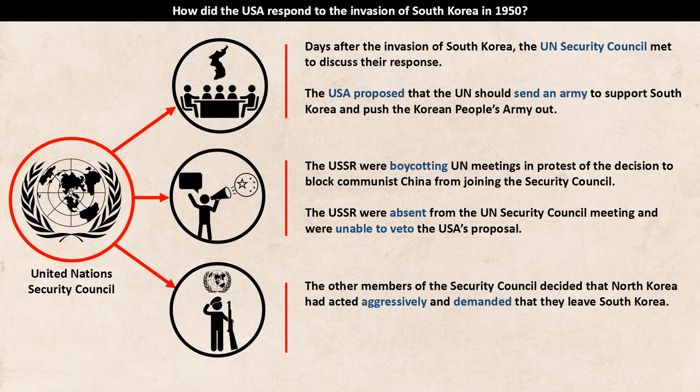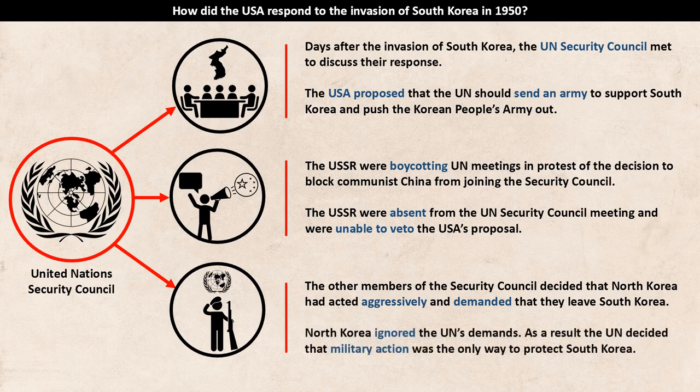Now, the other members of the Security Council, without the USSR there, decided that North Korea had acted in an aggressive way. And so to begin with, they demanded that they leave South Korea. They didn't send troops straight away, they demanded that the North Korean army would leave South Korea. But North Korea ignored the UN's demands, and so as a result, it was decided by the UN that military action was the only way to protect South Korea.